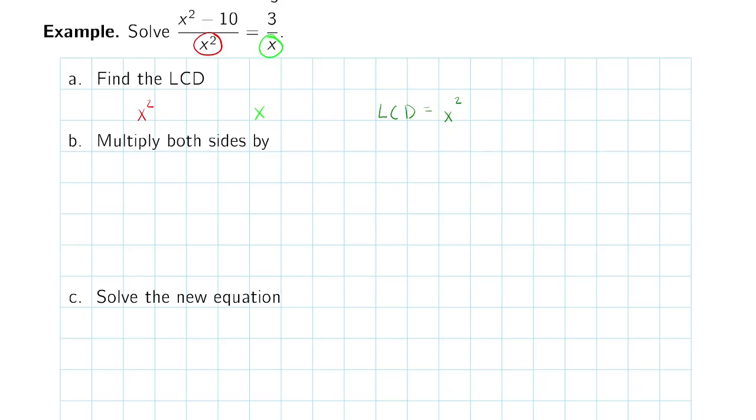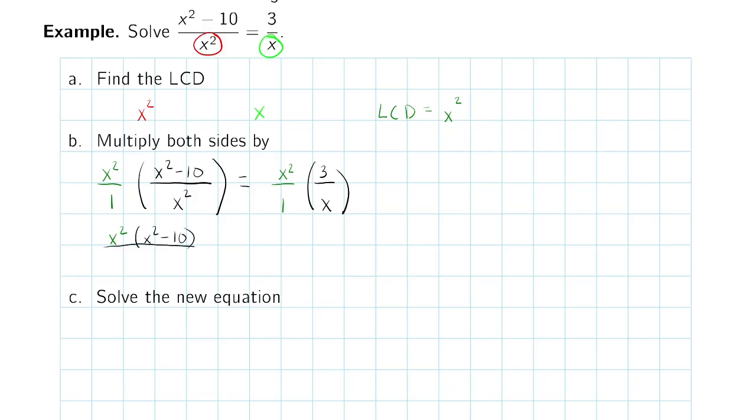What happens then if I multiply both sides by x squared? On the left, I'll have x squared over 1 multiplied by (x squared minus 10) over x squared. On the right, I'll have x squared over 1 multiplied by 3 over x. So I'll get, on the left, x squared times (x squared minus 10) all over x squared. On the right, I'll get x squared times 3 all over x.